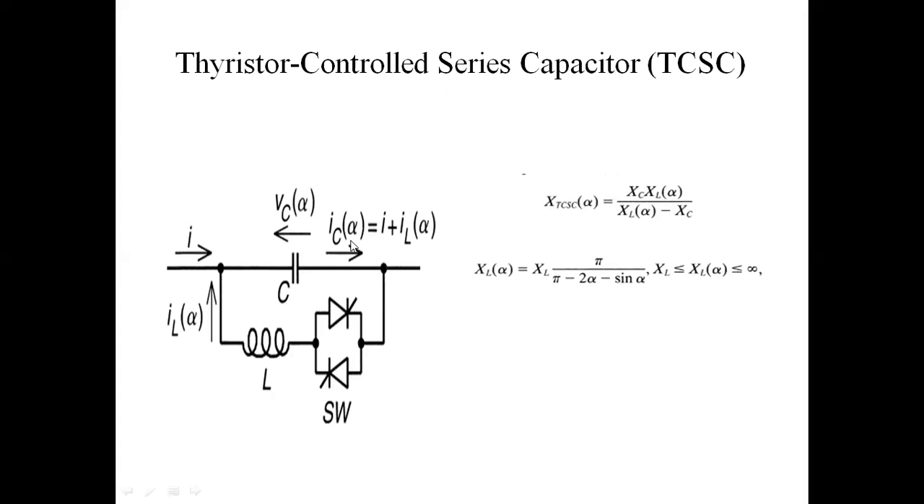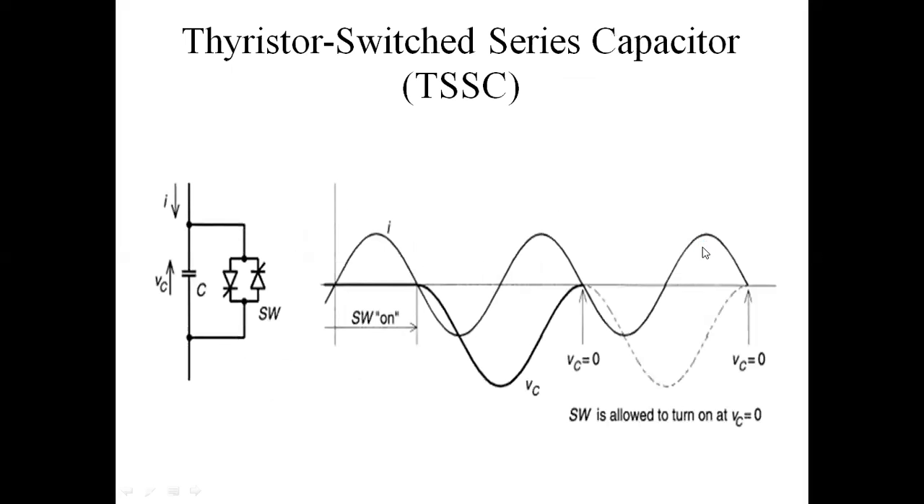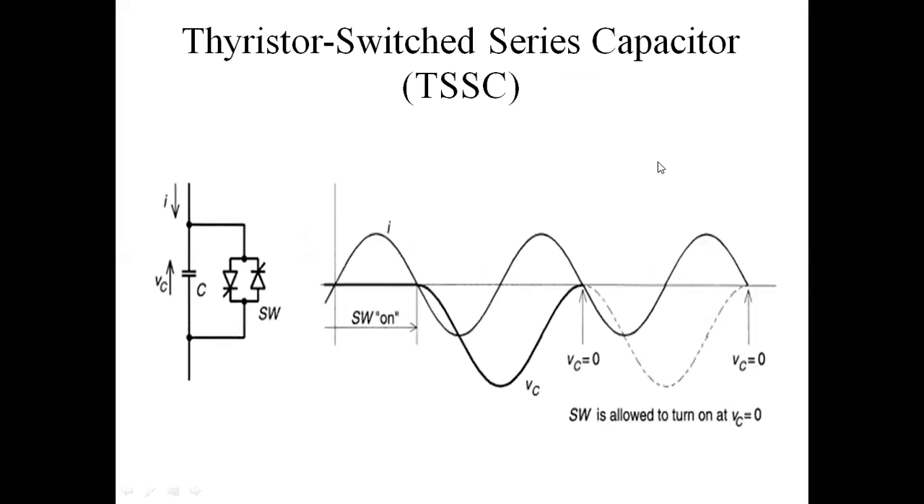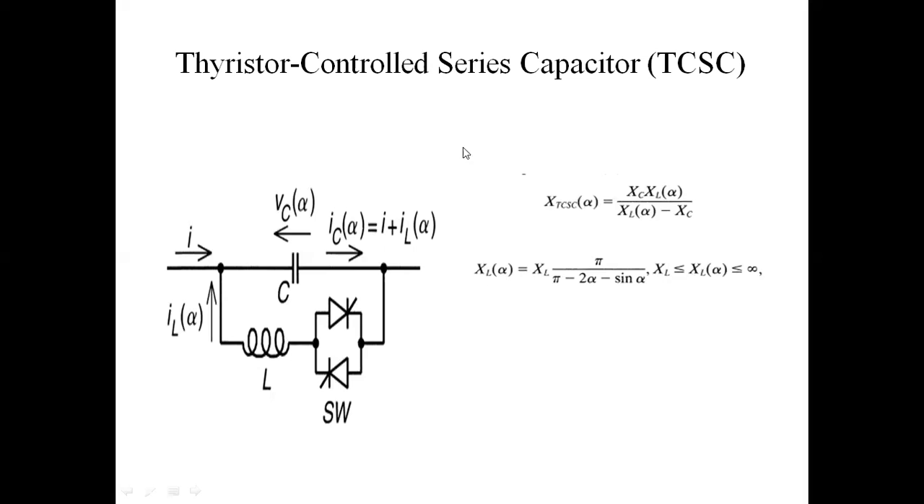This is a very simple diagram. In practice, many of these converters are connected in series. Multiple TCSCs are connected in series like this. This is a single one. Here four TCSCs are connected in series, and in a similar manner this one is also connected in series.